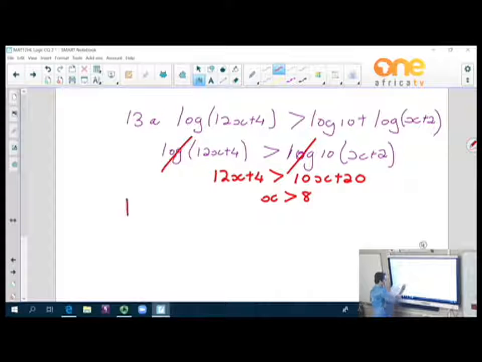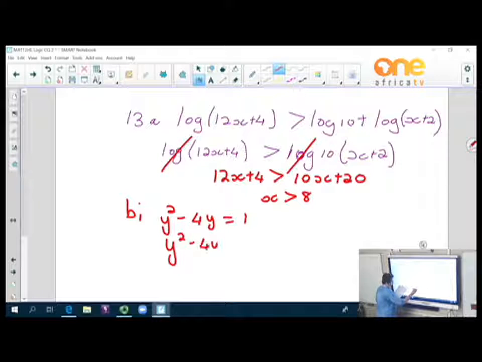Now if we look at the B one, y squared minus 4y is equal to 1, then in the first place this will be y squared minus 4y minus 1. We always equate it to 0. To solve it, you equate it to 0. Now this one will need the formula. Can you see how they mix the questions?